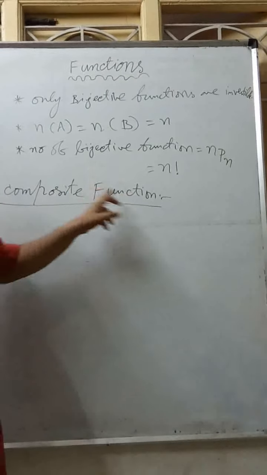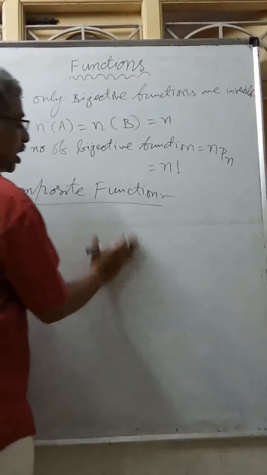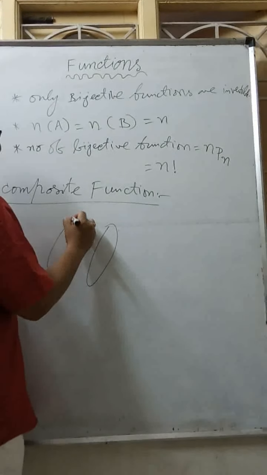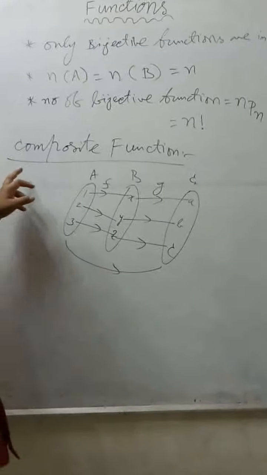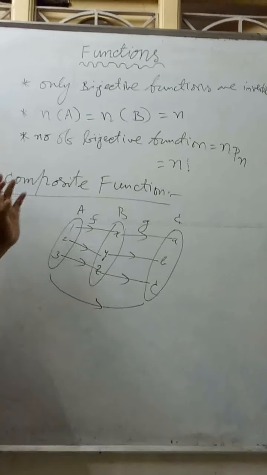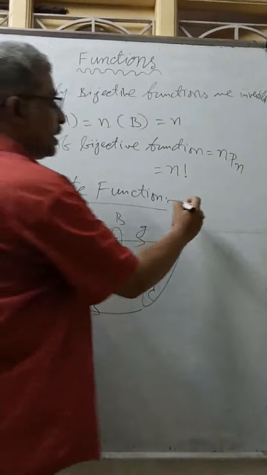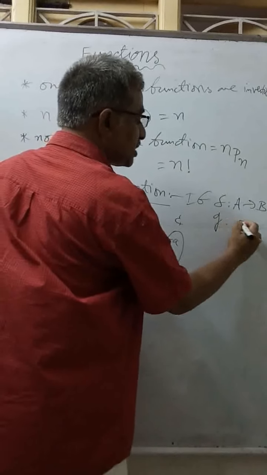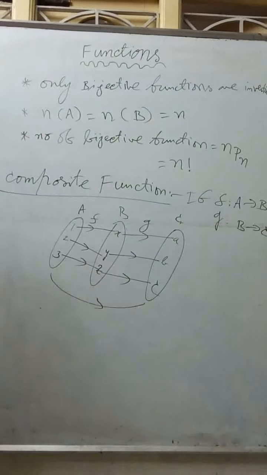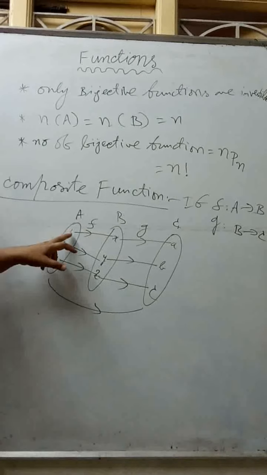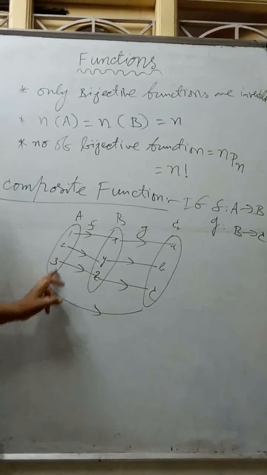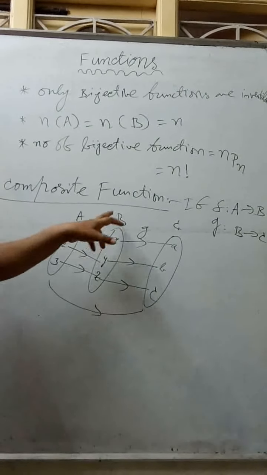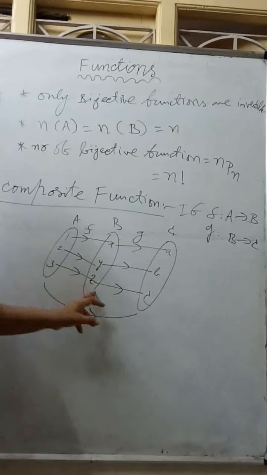Next, composite function. We already discussed composite functions in the intermediate. What is a composite function? If F is a function from A to B and G is a function from B to C: F maps 1 to X, 2 to Y, 3 to Z. This is F. And G is a mapping from B to C, meaning X is mapped to A, Y is mapped to B, Z is mapped to C.